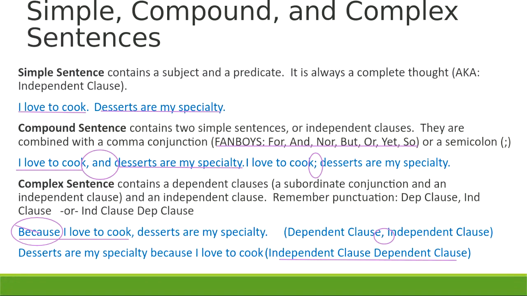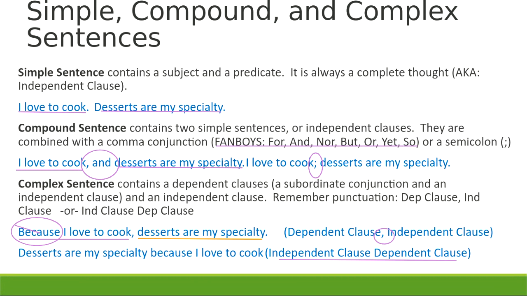And now that that's there, it has to be attached to another sentence, another idea, in order for it to be complete. If I walked up to someone and said, "because I love to cook," they would have no idea what I'm talking about. I would look crazy. That's because it's dependent and it needs more information. Because I love to cook, desserts are my specialty. Now the sentence is complete because you have a dependent clause, comma, and an independent clause all together.